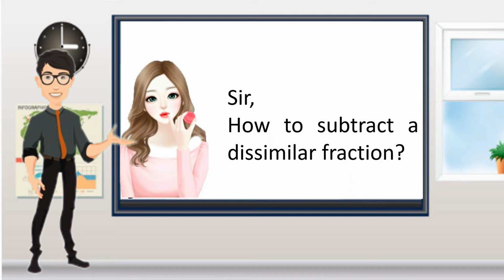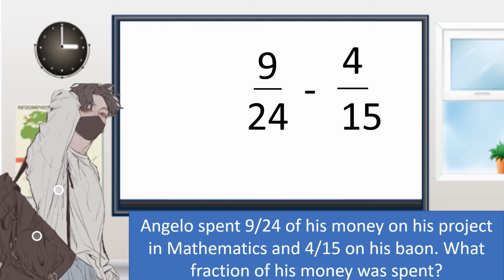Sir, how to subtract dissimilar fractions? I have here a problem solving. So we have 9/24 minus 4/15. Angelo spent 9/24 of his money on his project in mathematics and 4/15 on his baon. What fraction of his money was spent? So, what are we going to do?